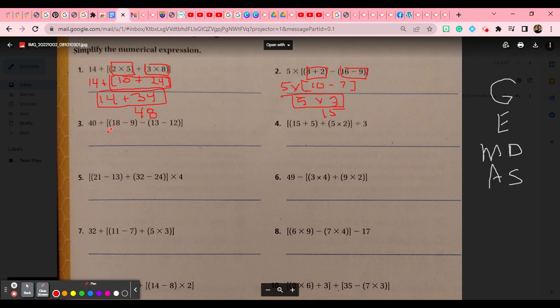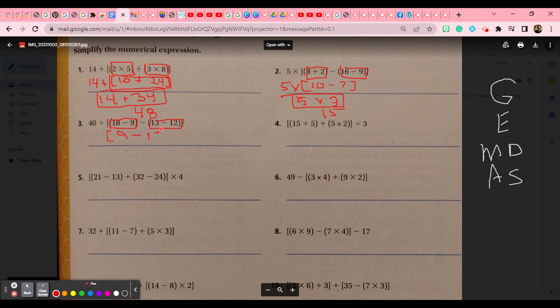Okay. Let's look at number 3. 40 divided by, and then we have 18 minus 9 and 13 minus 12. Let's box our 18 minus 9 and our 13 minus 12. And 18 minus 9, everybody, is 9. Minus 13 minus 12 is 1. Okay, remember, you should be working along, which means at the start of each problem, you should try to work it out and then hit play and see if you get the same answer I do.